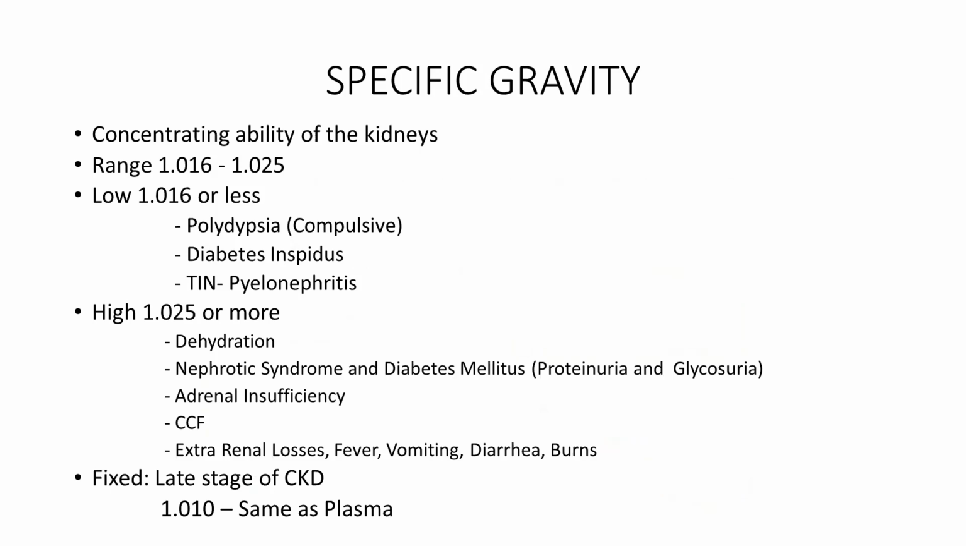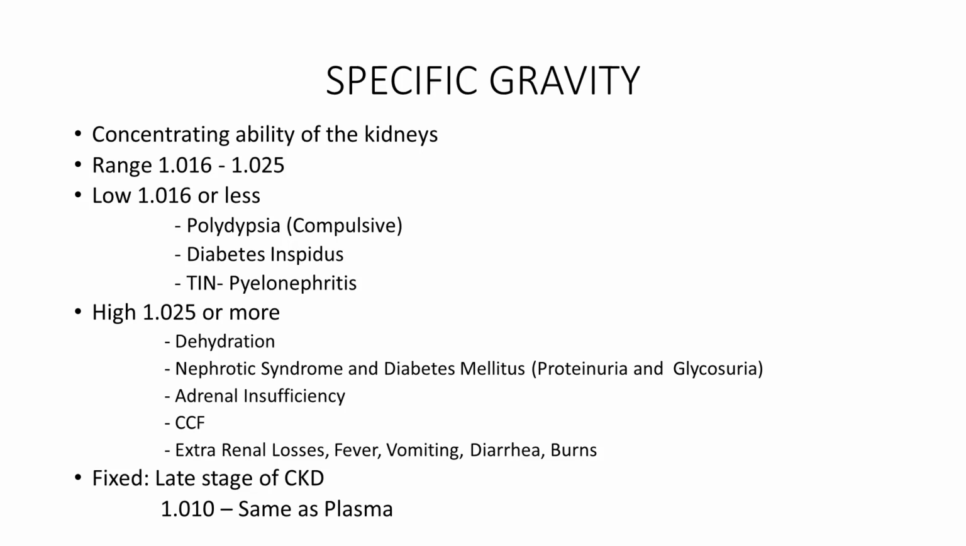High specific gravity is seen in dehydration, concentrated urine, nephrotic syndrome, and diabetes mellitus because of proteinuria and glycosuria. Specific gravity increases. Also in adrenal insufficiency, congestive cardiac failure, and extrarenal losses like fever, vomiting, diarrhea, and burns. Any condition which causes dehydration can give rise to high specific gravity.